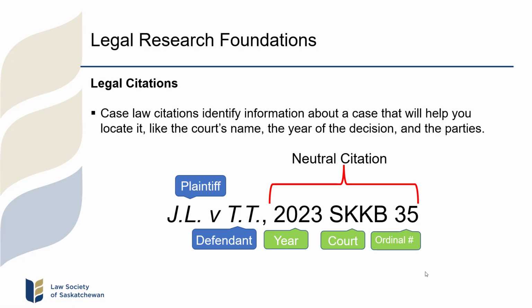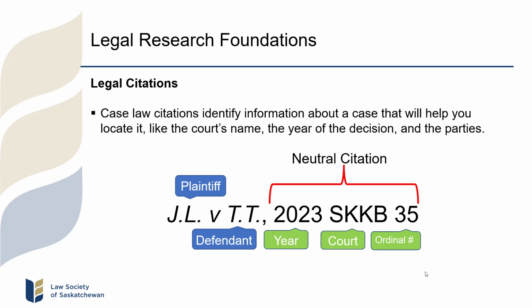A case law citation identifies information including the court name, date, and names of the parties. Here's an example. JL versus TT 2023 SKKB 35. JL is the plaintiff, the party initiating the legal action. TT is the defendant, the party defending against the action. The V stands for versus.